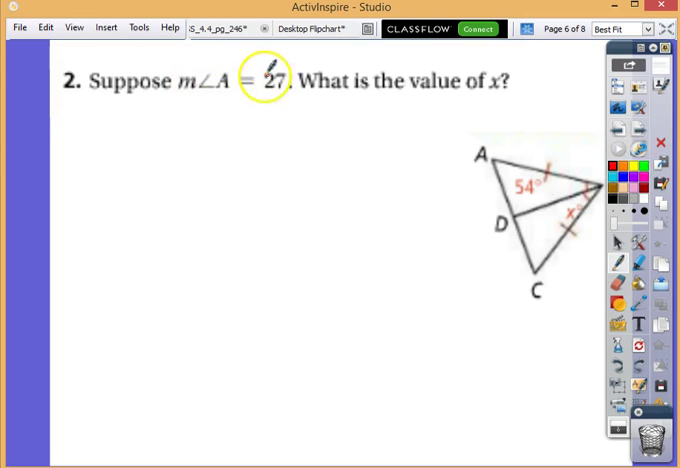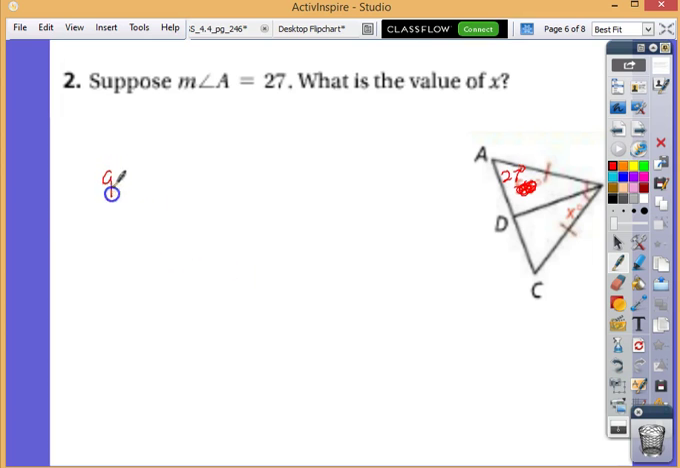Suppose that the measure of angle A is 27. What is the value of x? So now I know that the measure of angle A is 27 and not 54. Can you guys find the value of x? How would we set it up?